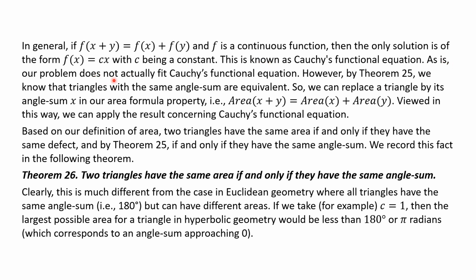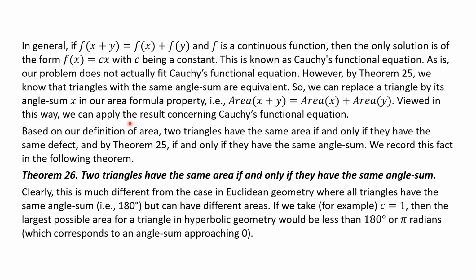As is, our problem does not actually fit Cauchy's functional equation, and we're talking about the area now again. However, by Theorem 25, we know that triangles with the same angle sum are equivalent. So we can replace a triangle by its angle sum x in our area formula, and then we have the area of x plus y. So instead of the actual triangle itself, we're just putting in x to represent the angle sum, and y the angle sum of another triangle. And then the area of these two angle sums equals the area of each one individually.